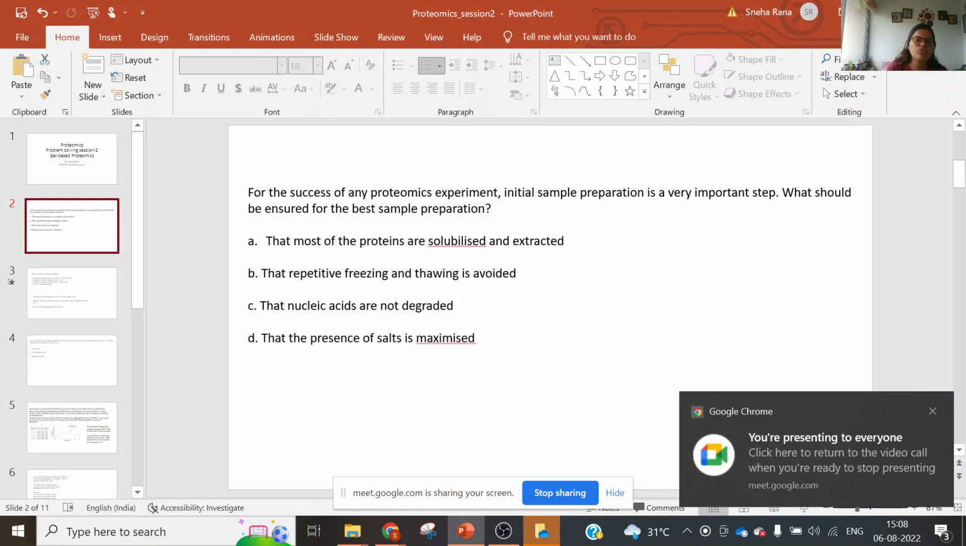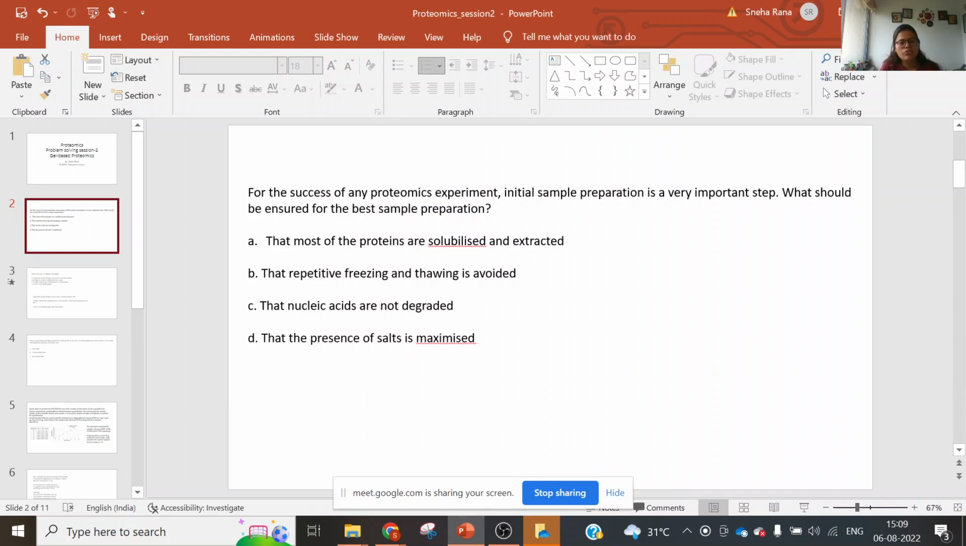Second, that repetitive freezing and thawing is avoided. Repetitive freezing and thawing will degrade your protein. It is always advised that whenever you are doing any kind of protein sample preparation, or be it any other kind of biomolecule, repetitive freezing thawing cycles will always degrade the sample. So it should always be avoided.